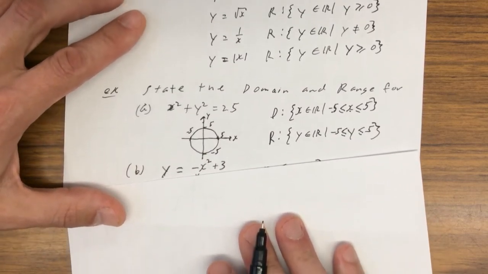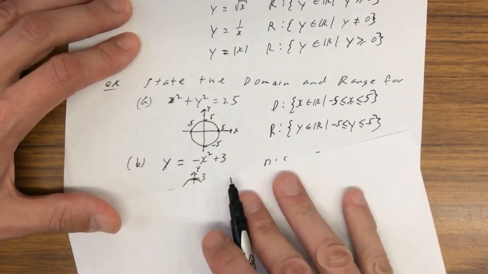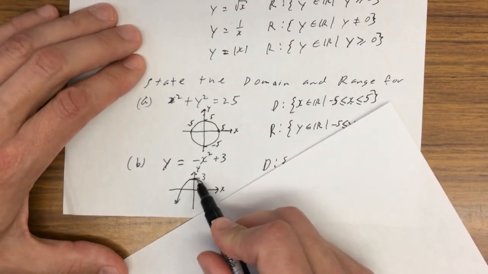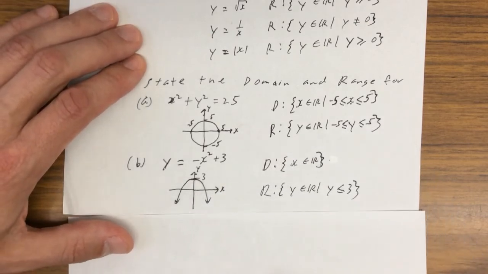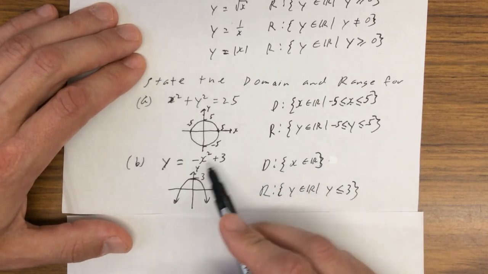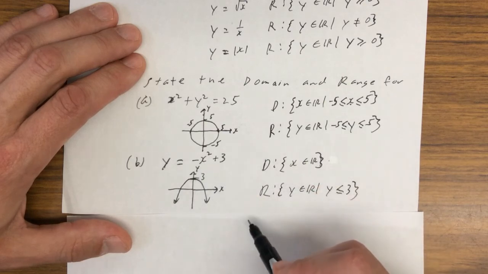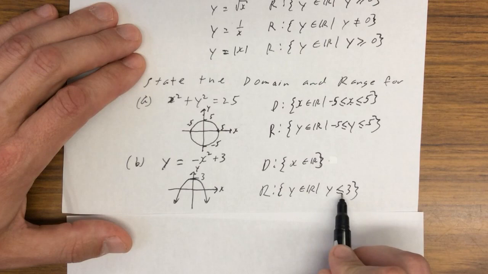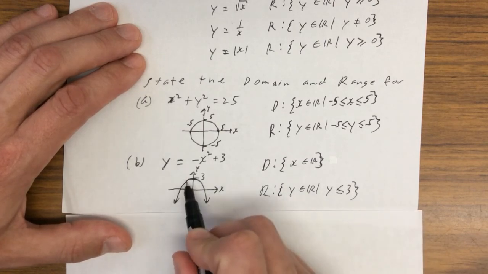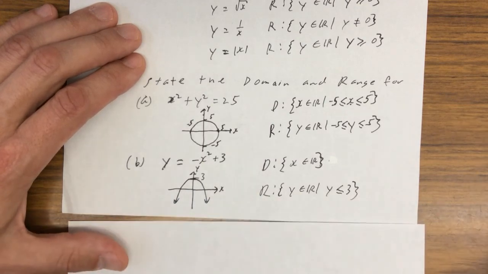What about this example here? -x squared plus 3. That's a parabola that opens down with a maximum of 3. And this would be our domain and range for that. So the domain, all real numbers. You can square all real numbers. But the range, all the output, is going to be less than or equal to 3. So y is less than or equal to 3 for all the points on this. And that's domain and range.